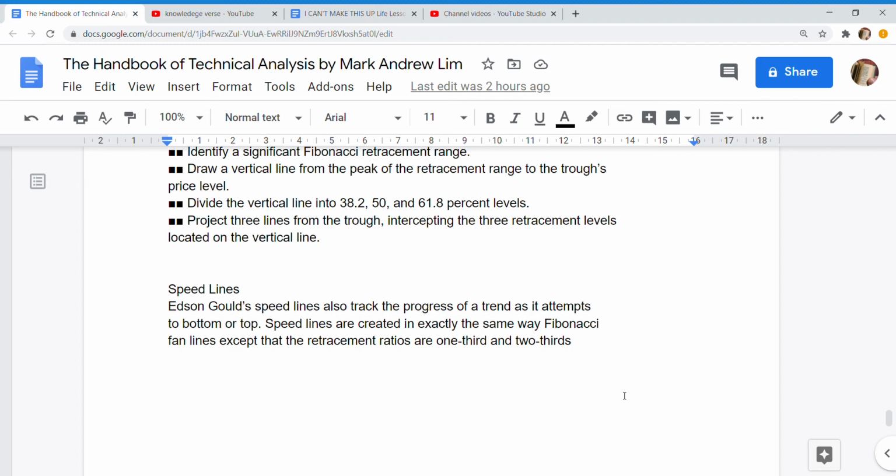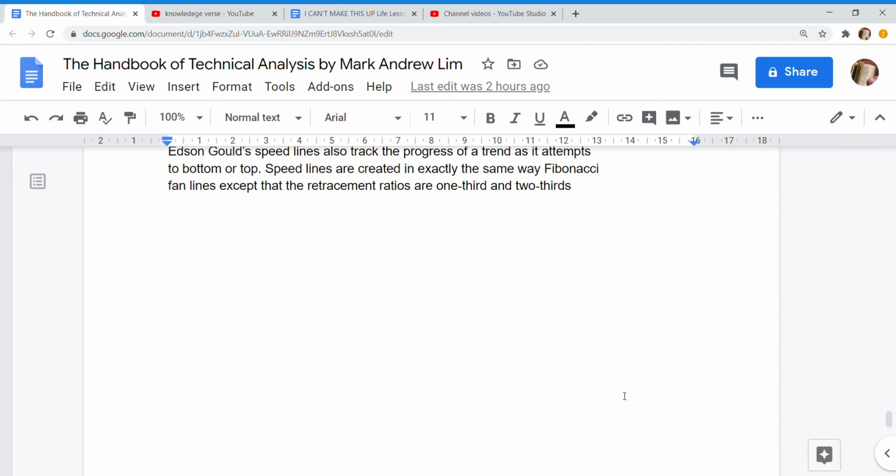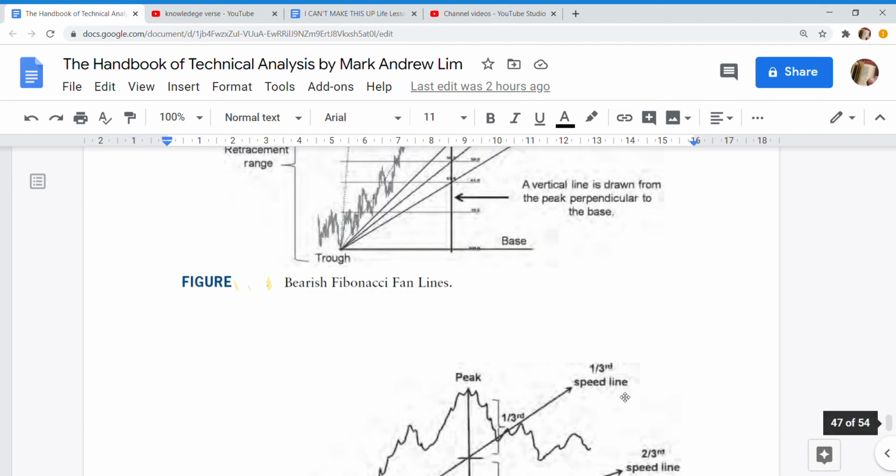Speed lines. Edson Gould's speed lines also track the progress of a trend as it attempts to bottom or top. Speed lines are created in exactly the same way as Fibonacci fan lines, except that the retracement ratios are 1/3 and 2/3. Other types of trend overlay indicators.